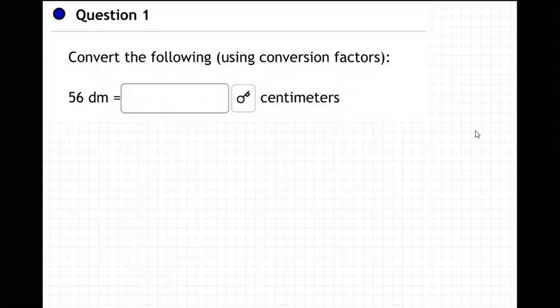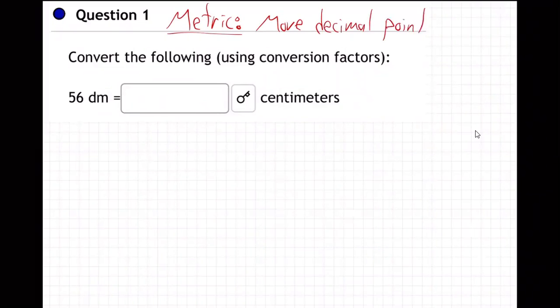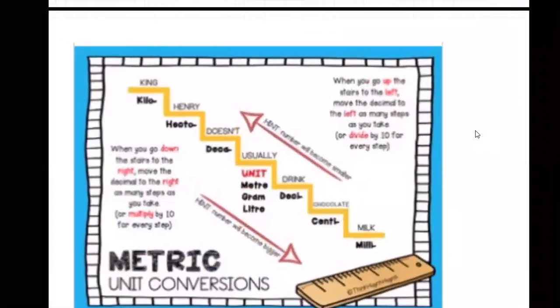Okay, so they're asking us to convert the following using conversion factors: 56 decimeters to centimeters. So this is metric conversion. For metric conversion, what you do is you move the decimal point. All you got to do is move the decimal point. Well, where? How much? Well, that's where I made this chart for you.